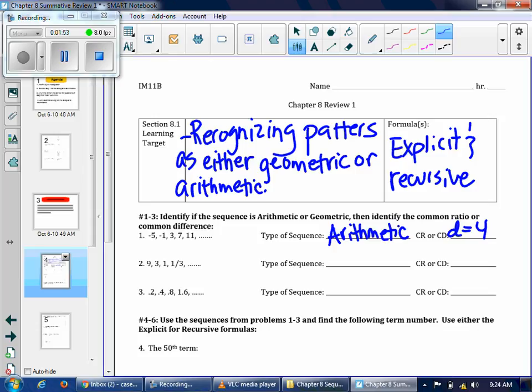For number 2, you can see that the first term is 9, and then it goes all the way down to 3, and then 1. So these terms are being divided by 3. So this is a geometric sequence with the ratio being a third. And the last one, 0.2, 0.4, 0.8, these are being multiplied by 2. So this one is also geometric with a ratio of 2.